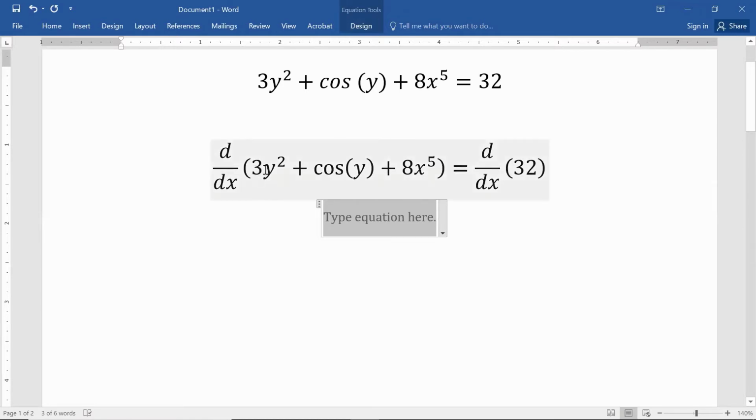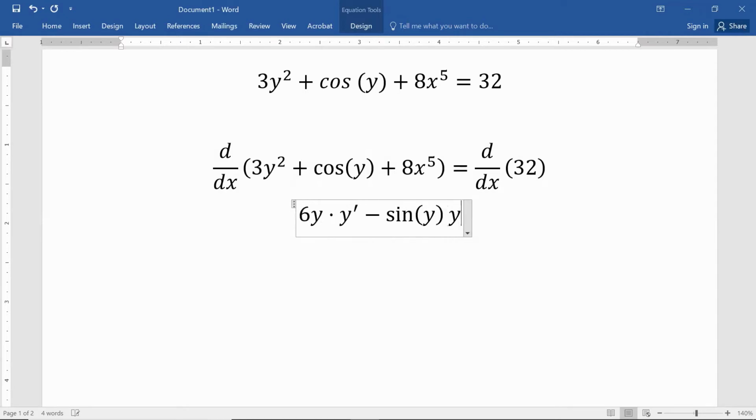So derivative of 3y squared with respect to x is going to be 6y to the first times y prime. The derivative of cosine of y is negative sine of y times y prime. The derivative of 8x to the fifth is 40x to the fourth. And the derivative of 32 is 0.